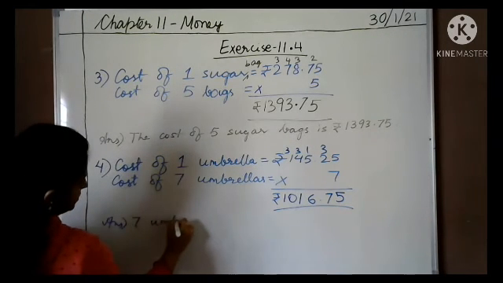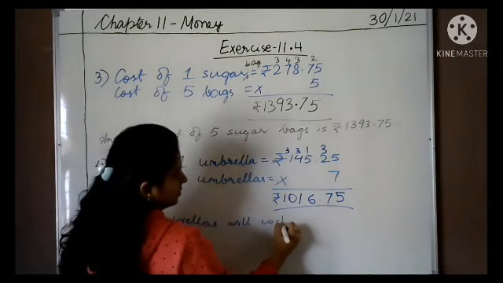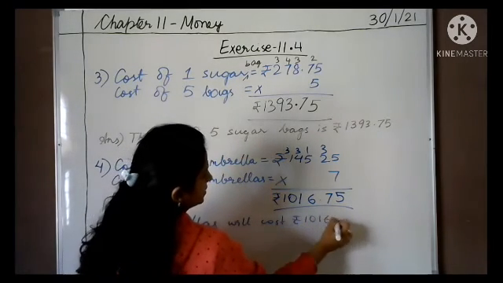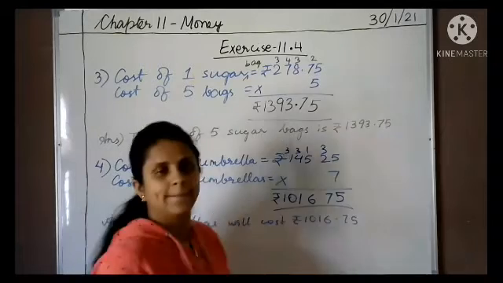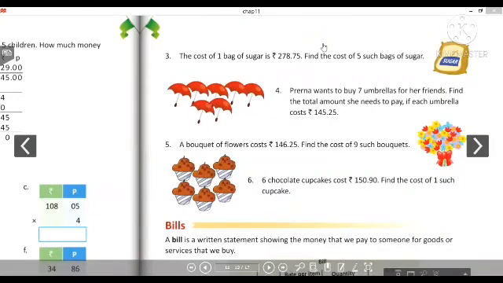7 umbrellas will cost rupees 1016 and 75 paise. Now let's solve question number 5 and 6. Question number 5 says that a bouquet of flowers costs rupees 146 and 25 paise. Find the cost of 9 such bouquets. And question number 6 says that 6 chocolate cupcakes cost rupees 159 and 90 paise. Find the cost of one such cupcake.